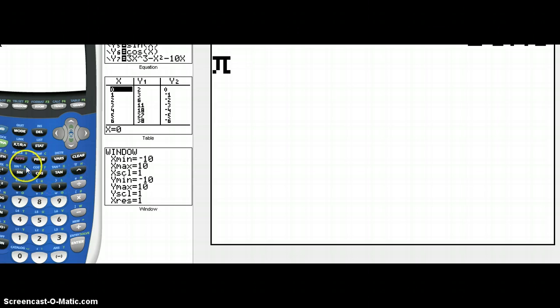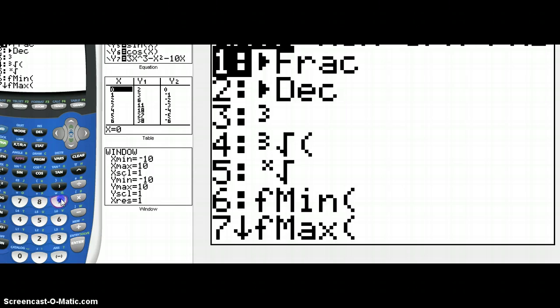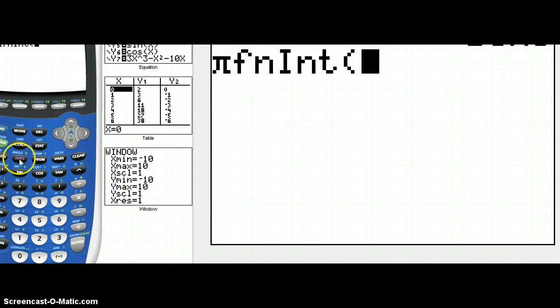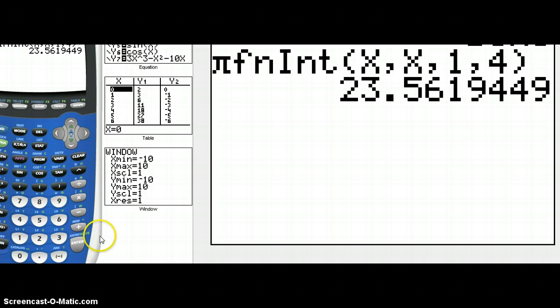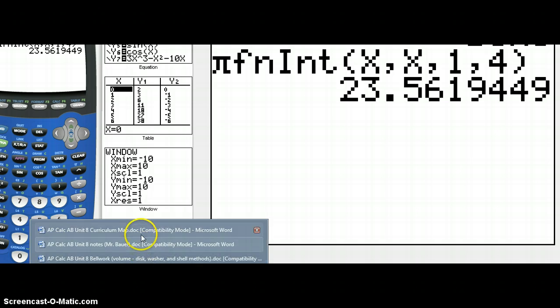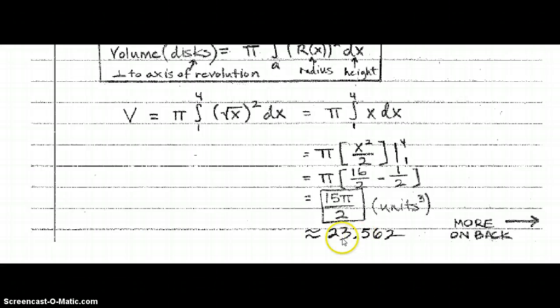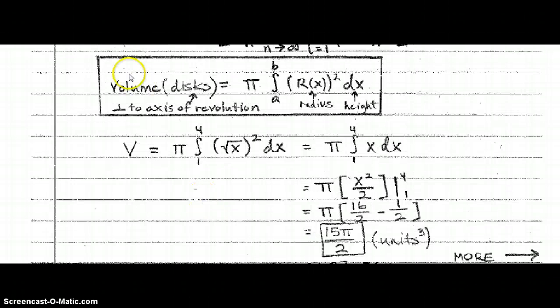I'm just going to say pi, math option 9. So pi times the integral of my function, which was x after I squared the square root, with respect to x from 1 to 4. 23.562 would be the approximation, and as you can see in the notes, there it is. A relatively simple process as long as you know the formula and understand where it comes from.